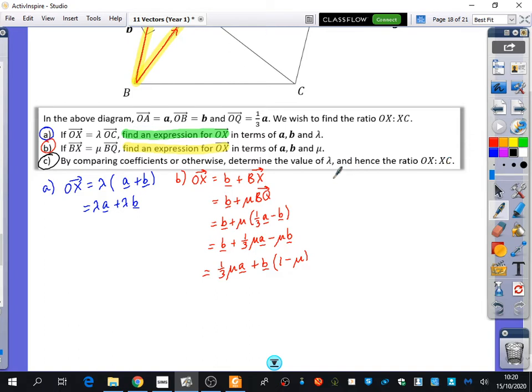Well, let's just follow the same pattern that we did before. I'm going to make this blue bit equal to this red bit. So lambda A plus lambda B is equal to a third mu A plus B times (1 minus mu). And previously, we highlighted bits and said what was the same. So I know that lambda and a third mu must be the same as each other.